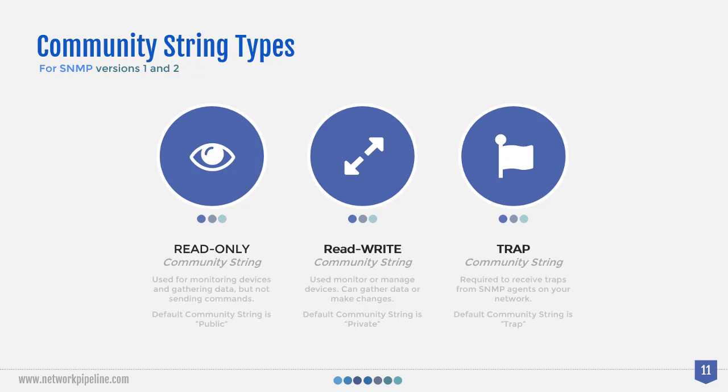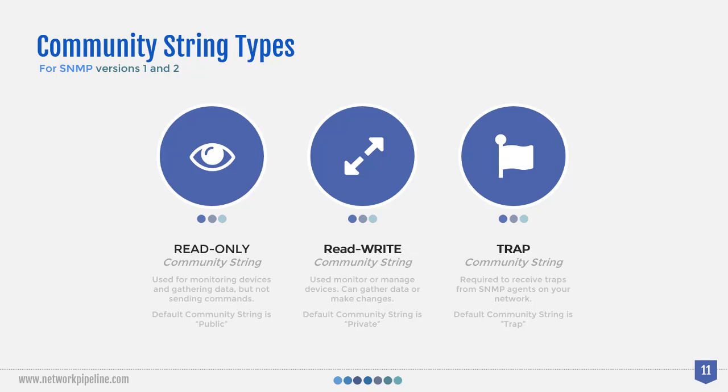Finally, the trap community string is used to receive notifications from the SNMP agent on the device. We call these traps. We'll talk more about traps in a later video. Just keep in mind that the default community string for the trap system is the word trap.